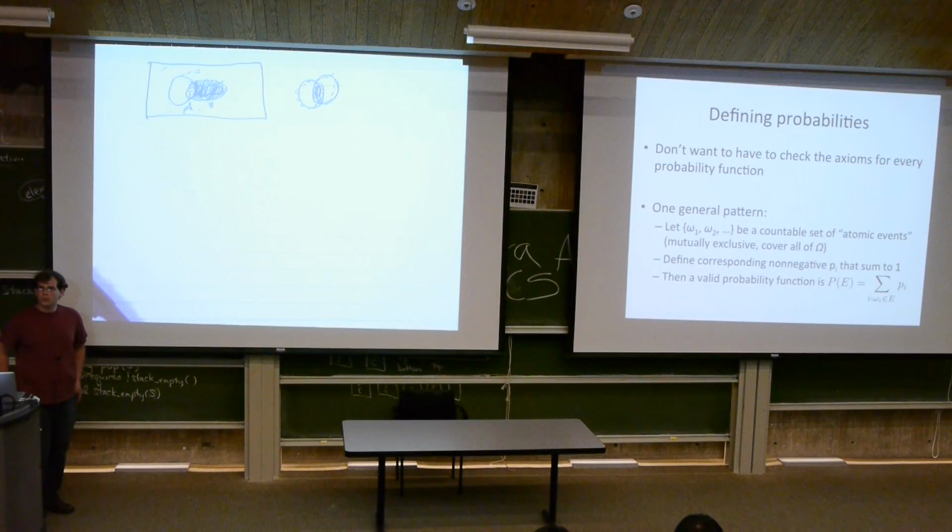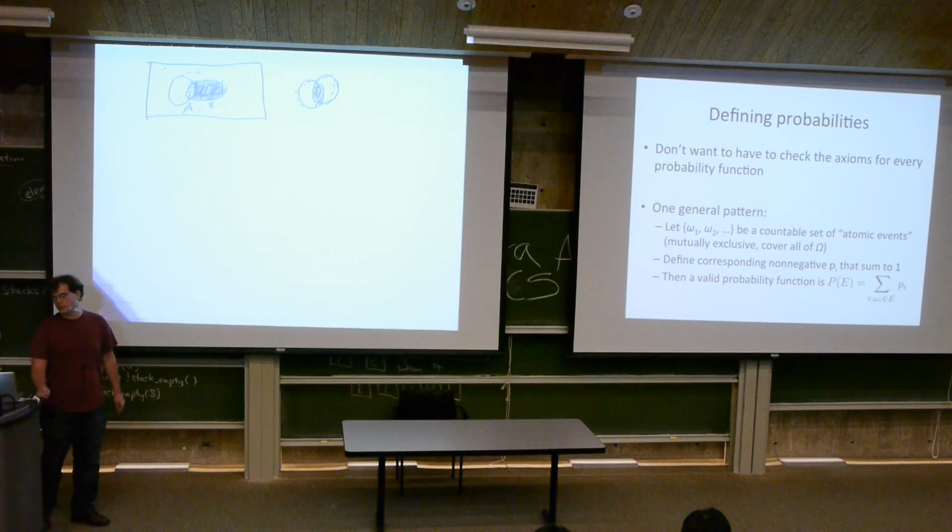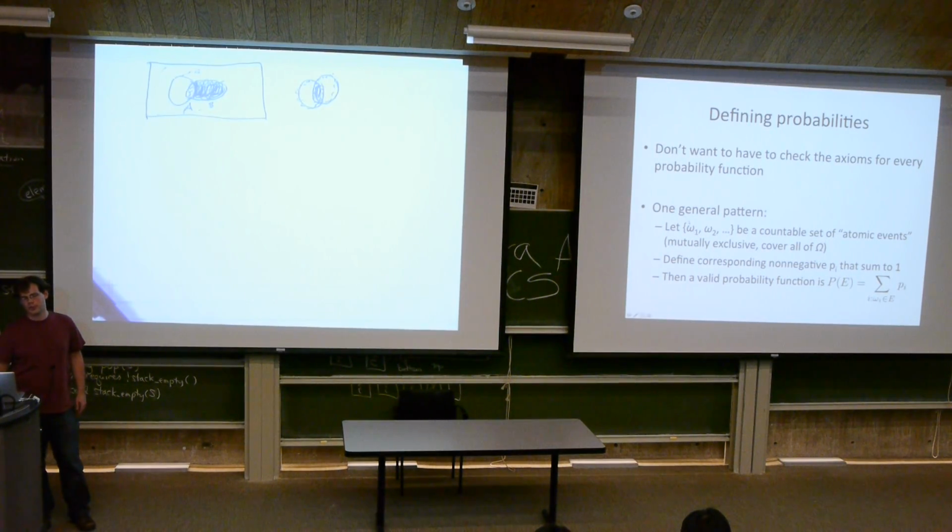Okay, so we have these axioms and we know some things about the functions that satisfy these axioms, but every time we come up with a new probability distribution or a new probability function, we don't want to have to manually verify sigma additivity, because that's kind of annoying. So one thing you can do is say, okay, my sample space, I'm going to divide it into these atomic events, which we can call omega 1, omega 2, whatever. If there are countably many of them, this necessarily works. If you have an uncountable sample space, you can't necessarily do this. But so you can have atomic events that are mutually exclusive. They can never happen at the same time.